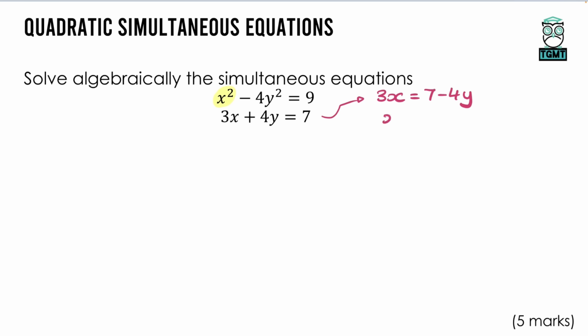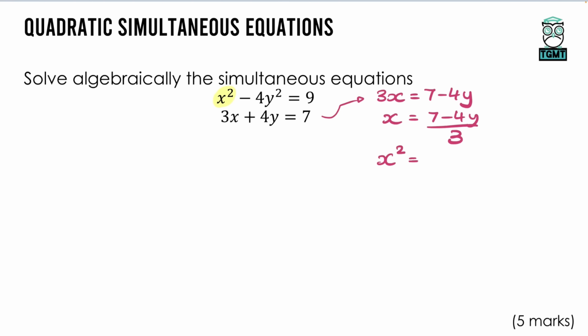And then divide by 3. We get x is equal to 7 minus 4y, all divided by 3. I can now substitute that into that first equation. However, it is x squared, so I need to work out what that is squared.